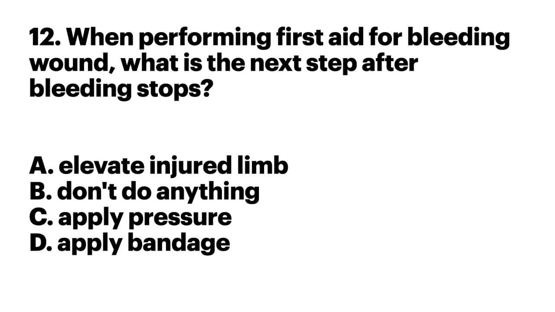Number 12, when performing first aid for bleeding wound, what is the next step after bleeding stops? A, elevate injured limb. B, don't do anything. C, apply pressure. D, apply bandage. The answer is D, apply bandage.